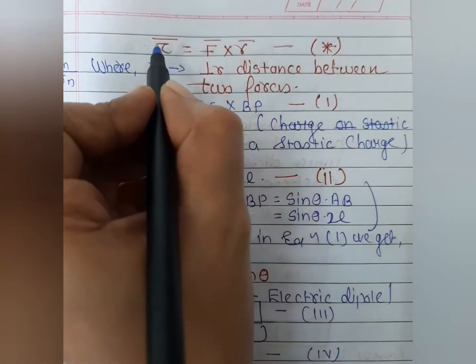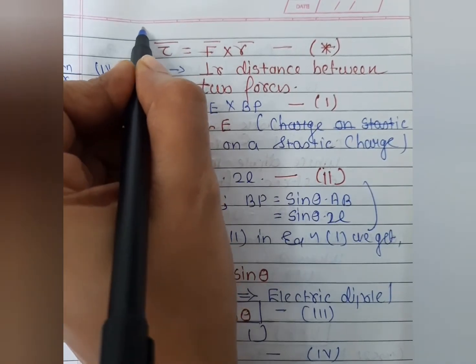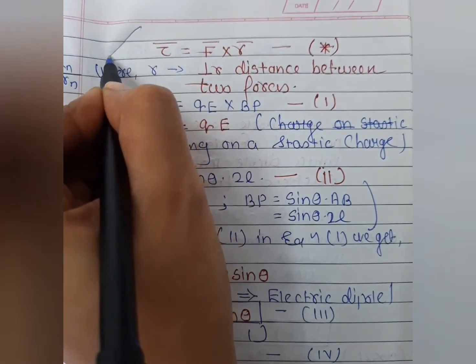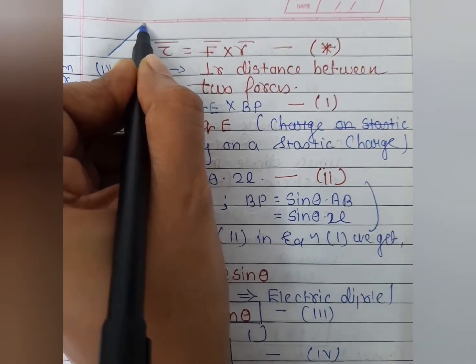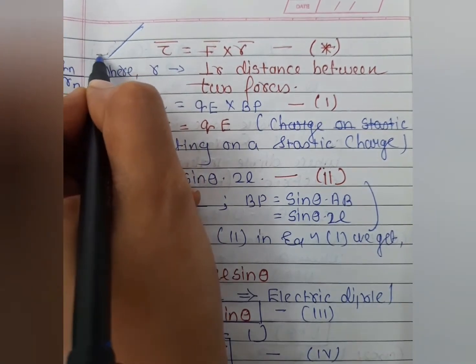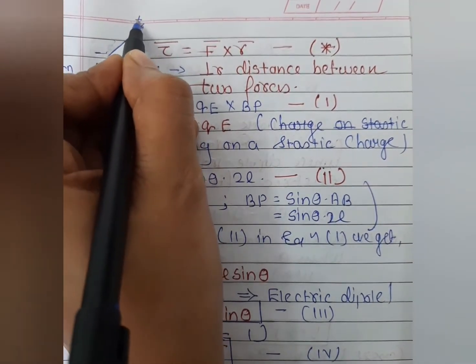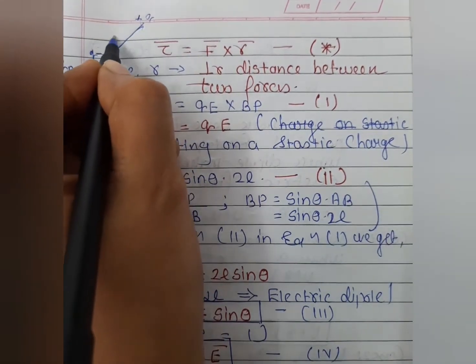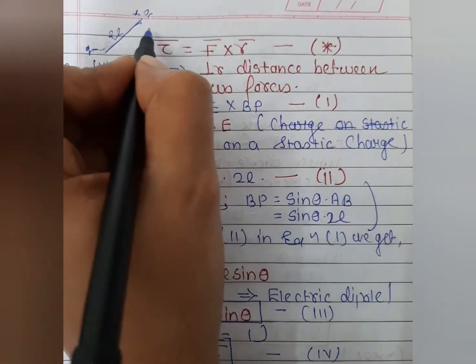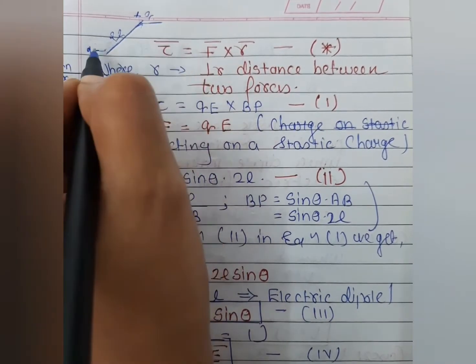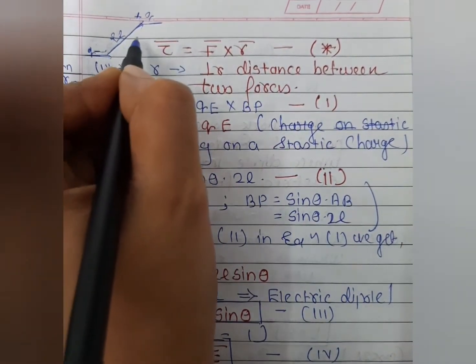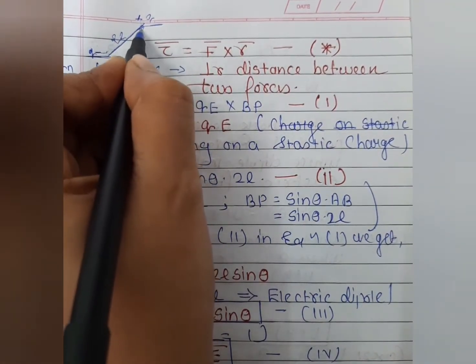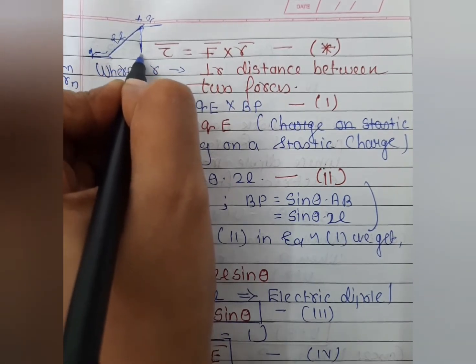So here I explain. Students, you know it very well. This distance here, between minus Q and plus Q, is 2L, and each charge is at distance L from the origin. And you know it very well, students, this force is F and this force is F, and the perpendicular distance between the two forces is here.